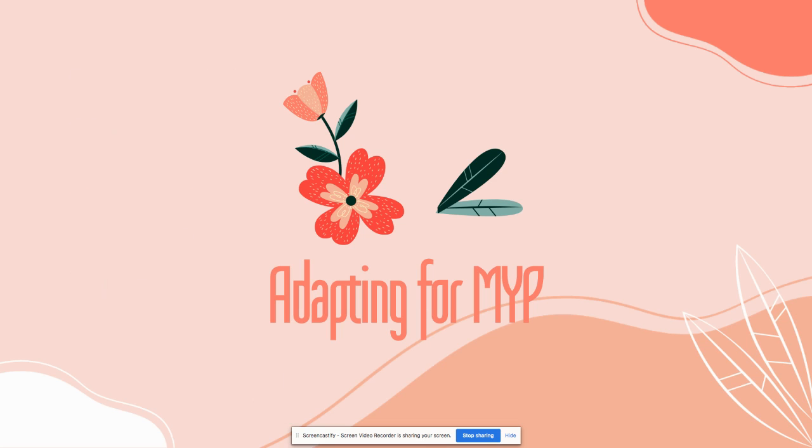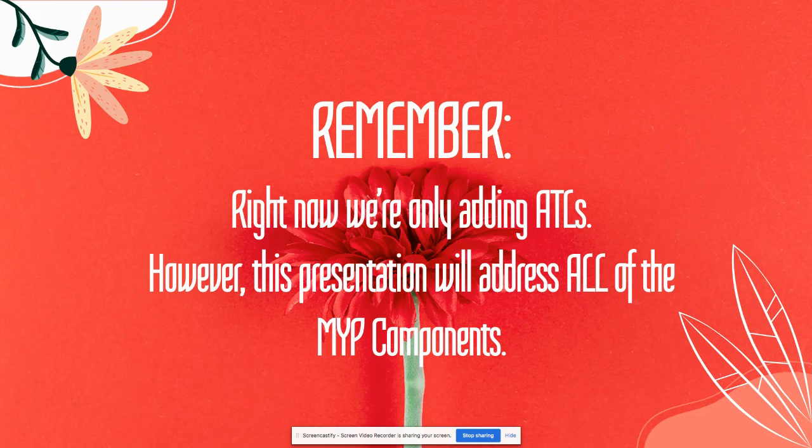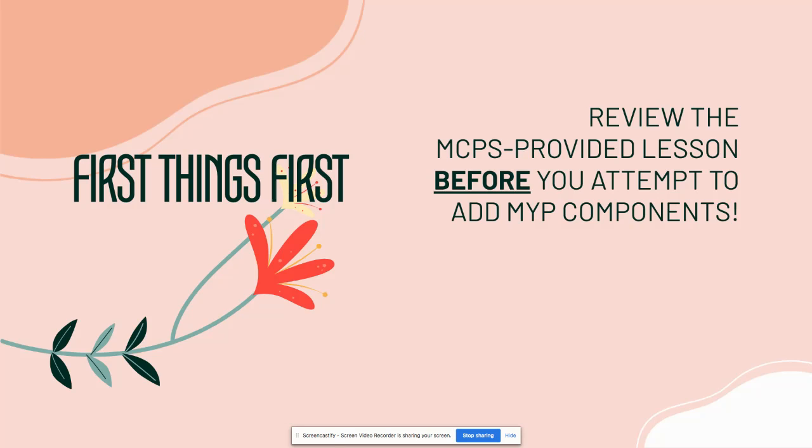So now we're going to start adapting for MYP. And the first thing I need you to remember is that right now we're only adding ATLs, only ATLs. However, this presentation will address all of the MYP components, so you have it all in one place. So first things first, please make sure that you review the MCPS provided lesson before you attempt to add MYP components.